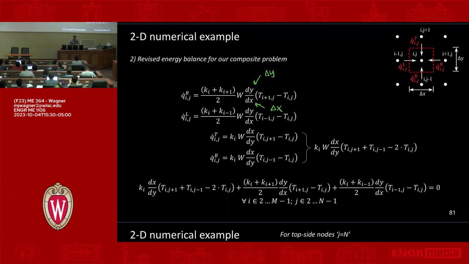But okay, so once you do that, then you have your energy balance for the node. And this is for the internal nodes, i equals 2 to m minus 1, and j equals 2 to n minus 1. Questions on this slide? Okay.